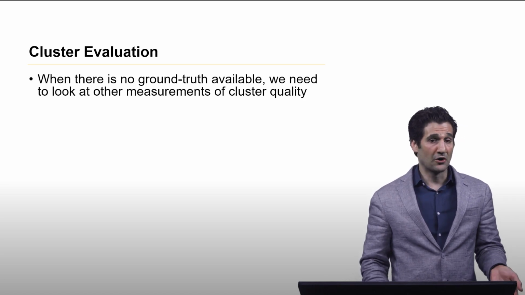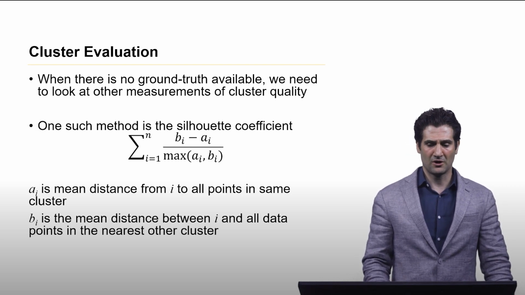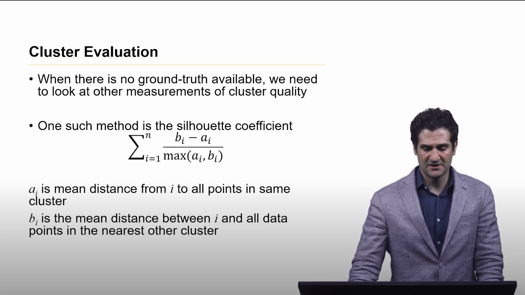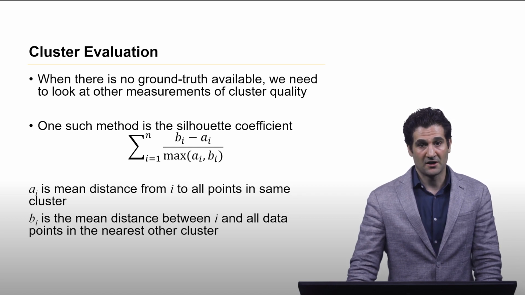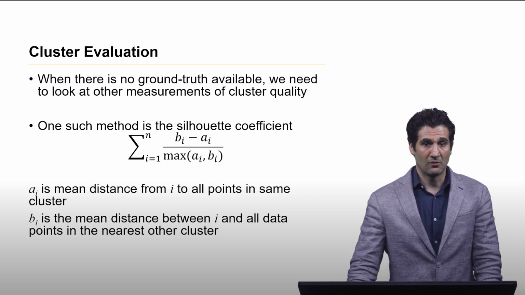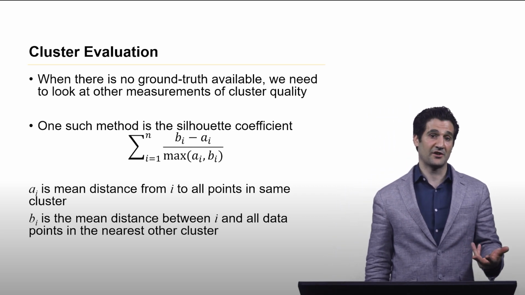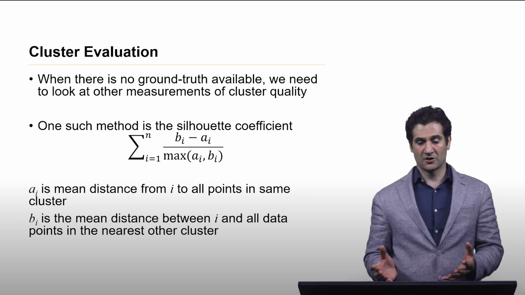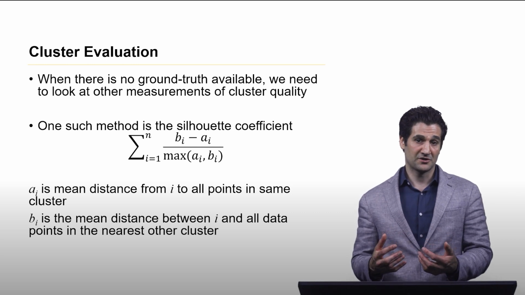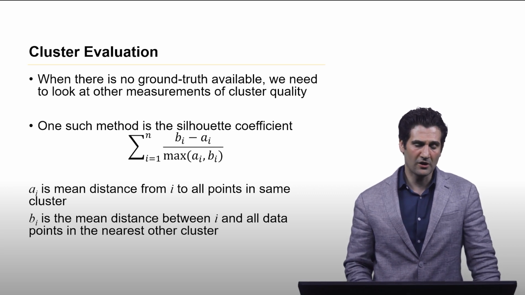So, of course, most of the time dealing with clustering, we're probably not going to have ground truth, so we should look to measure cluster quality. The silhouette coefficient is one such method, where A_i is the mean distance from point i to all other points in the same cluster, while B_i is the mean distance between i and all points in the nearest other cluster. And by looking at this, and you can also plot this out for individual clusters or the individual samples as well, this kind of gives you a feeling for the quality of the clusters.